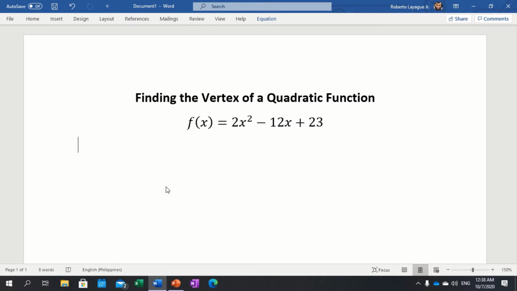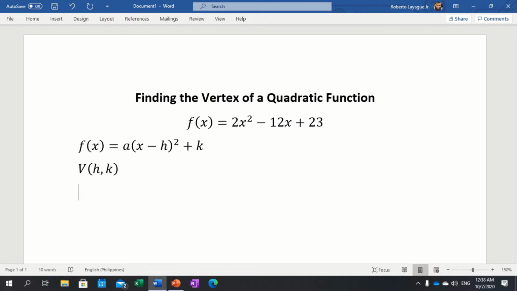Another way to find the vertex of a quadratic function is by using the vertex form of the function. The vertex form is f of x equals a times the square of x minus h, plus k, where the vertex is h comma k. So, how do we do that?